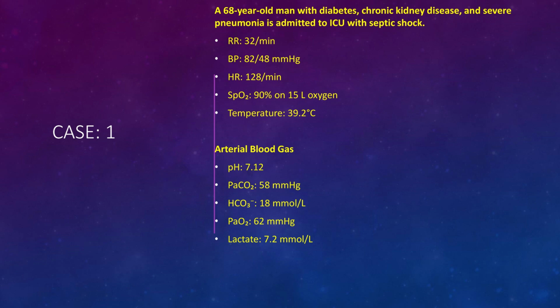Arterial blood gas. pH, 7.12, PaCO2, 58 millimeters of mercury, HCO3, 18 millimole per liter, partial pressure of arterial O2, 62 millimeters of mercury, lactate, 7.2 millimole per liter.